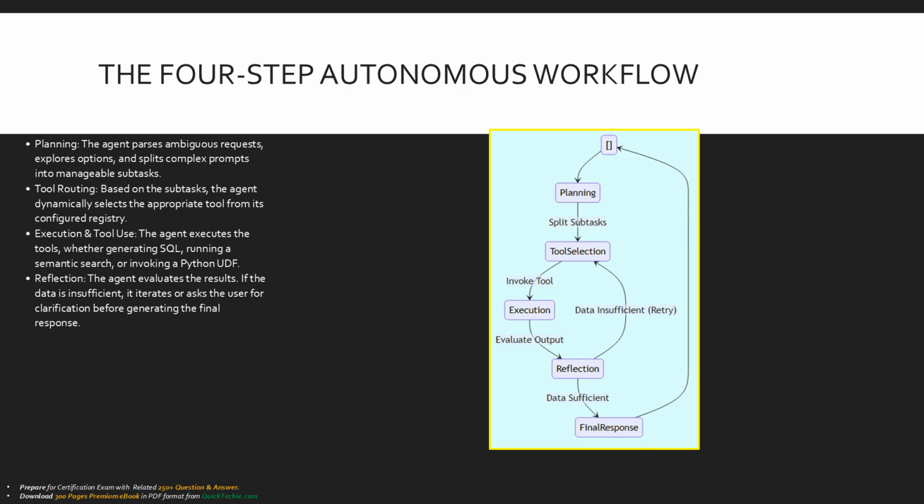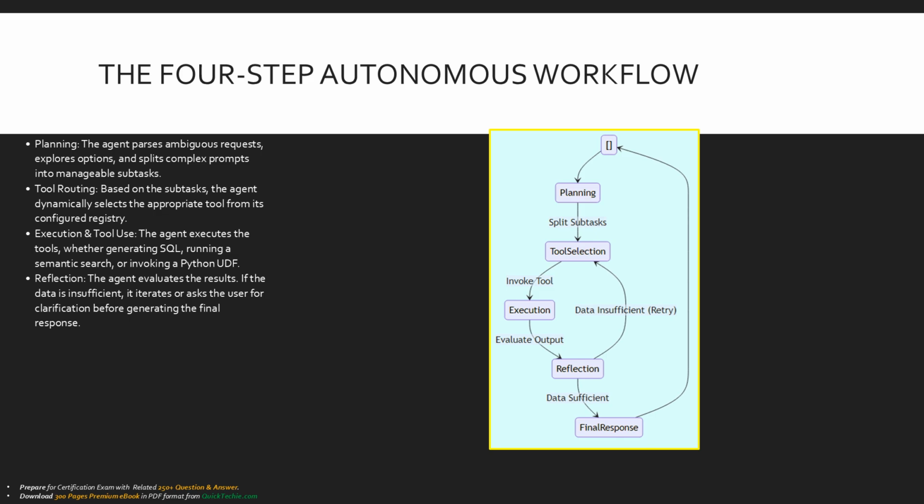But the most powerful step is reflection. After executing a tool, the agent looks at the returned data and asks itself, does this actually answer the user's question? If it hit an error or retrieved the wrong data, it can self-correct, select a different tool, and try again. This iterative reasoning loop is what makes the agent autonomous.